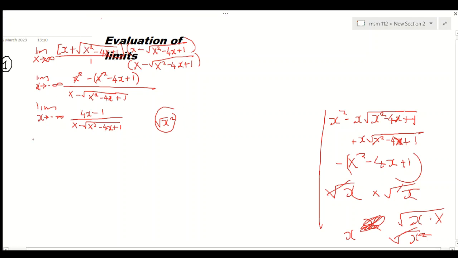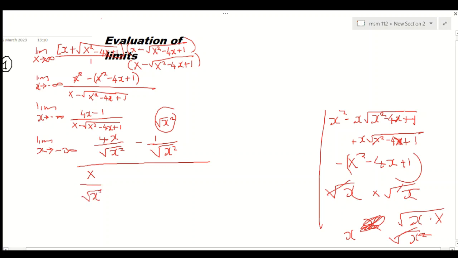Let me continue. So this will be the limit as x approaches negative infinity of 4x over the root of 2x squared minus 1, over the root of x squared, over x, divided by x, the root of x squared minus 4x over x squared plus 1 over x squared.